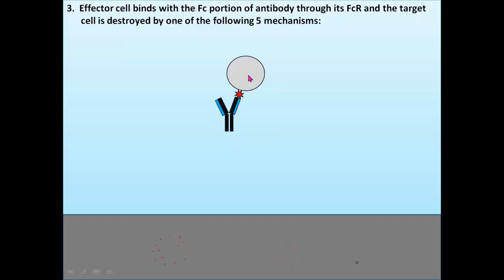In this diagram, this is our target cell. This is antigen on the surface of the target cell. Antibody is produced against the antigen. FAB portion of antibody binds with the antigen. This is the Fc portion of antibody. This portion binds with the Fc receptor of an effector cell. An effector cell can be a neutrophil, an eosinophil, a macrophage, a basophil, or a mast cell.